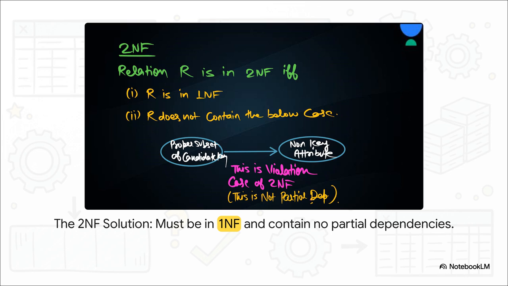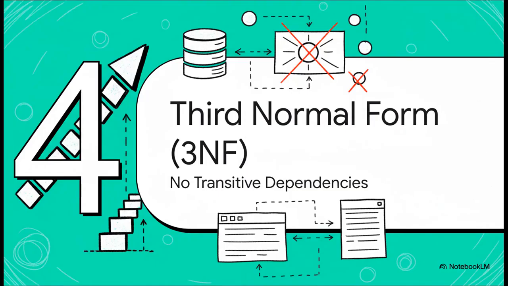The rule is simple. To be in 2NF, a table has to be in 1NF, and it absolutely cannot have any of those partial dependencies we just talked about. By knocking out case 1, we've just taken a huge swing at our redundancy problem. We are on a roll, so let's keep going and tackle a sneakier kind of redundancy. It's time to level up to third normal form.